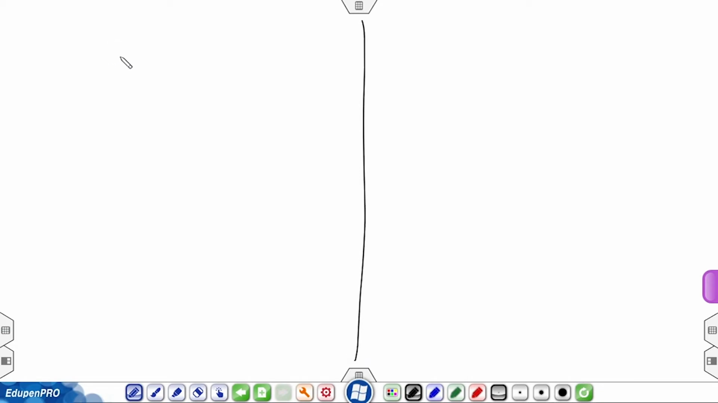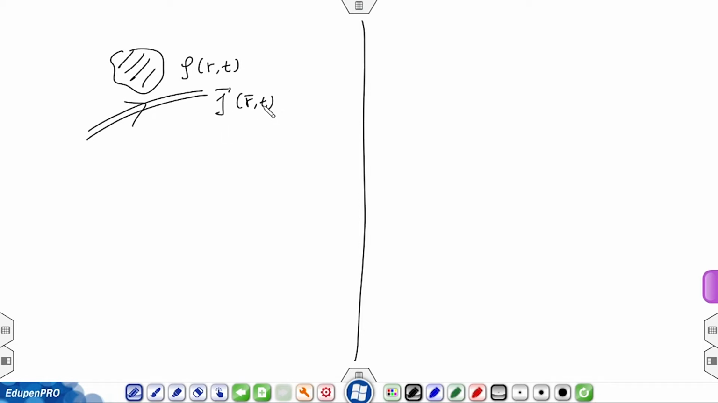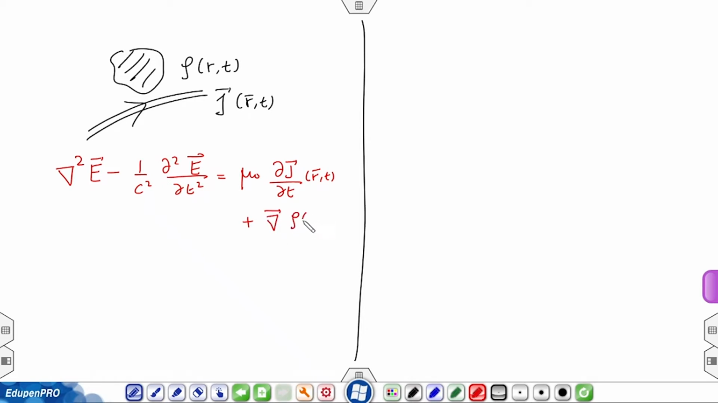Recall now, if I have a charge density rho r t and a current density J r t, the equation that we had derived a few lectures back for the electric field was Laplacian of E minus 1 over c square d 2 E dt square is equal to mu 0 dJ/dt at r, t plus gradient of rho r t over epsilon 0.